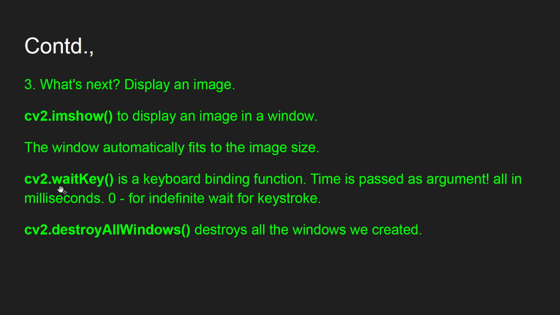Now waitKey is where you specify how long the image should be displayed. When I put 100 there, it will be 100 milliseconds. If I put 0, it will be for a longer time. Until you close it, it will be there. Indefinite time is what we call it technically. And we can use the destroyAllWindows option, which we are not using in this case. If you use it, all windows will be destroyed.